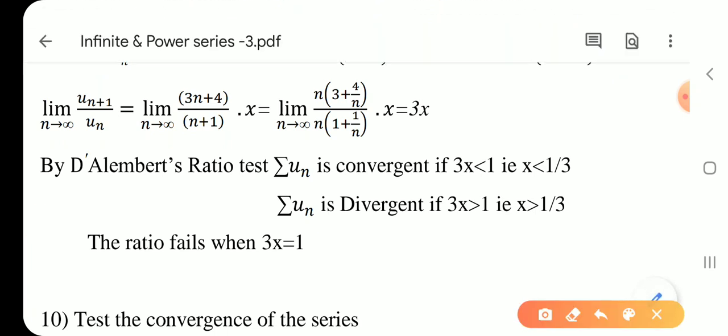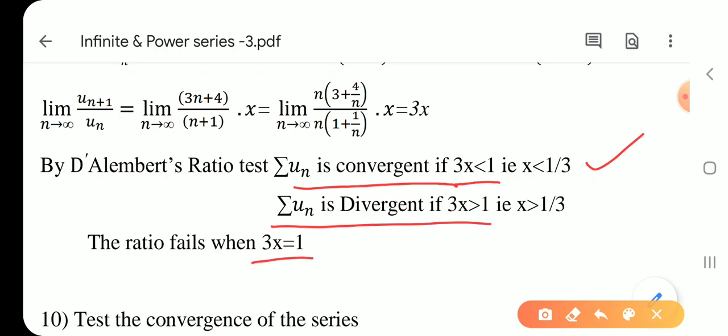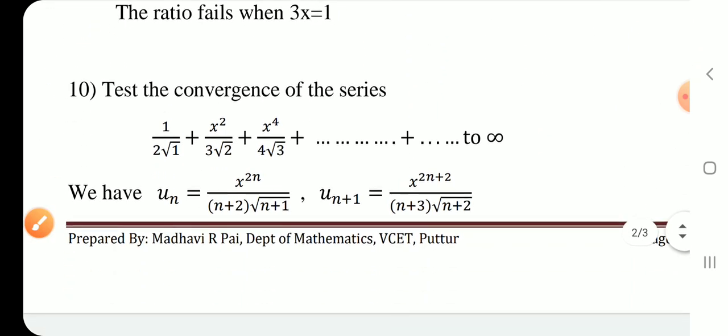So here, by the ratio test, un is convergent if 3x is less than 1. 3x less than 1 means x is less than 1 by 3. Un is divergent if 3x is greater than 1, that is x is greater than 1 by 3. The ratio test fails when 3x is equal to 1 or x is equal to 1 by 3. So let us see the next problem.